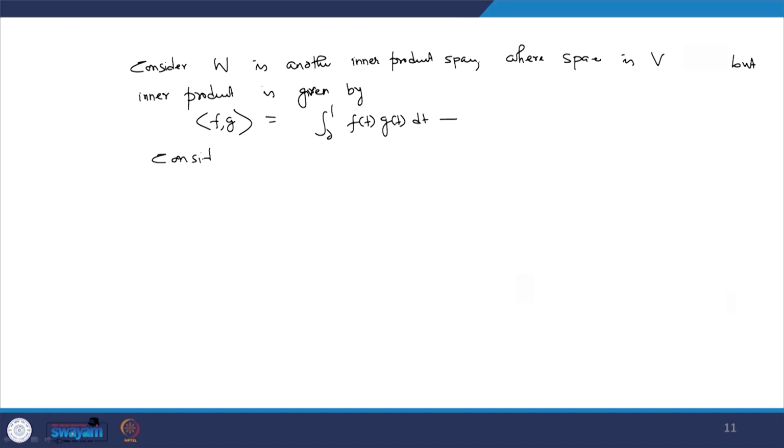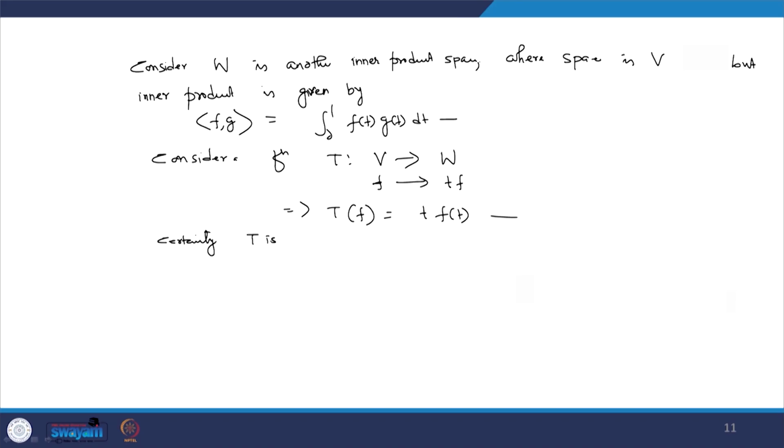Consider a function T from V to W defined by f goes to t times f. This implies that T of f equals t times f(t). So, this is the definition. Then certainly T is a linear transformation from V into W, and T is not onto, so it cannot be an isomorphism.